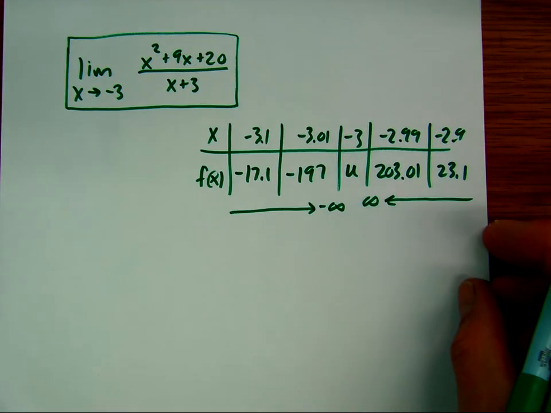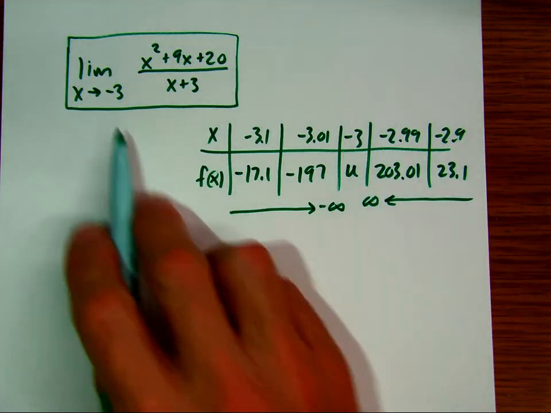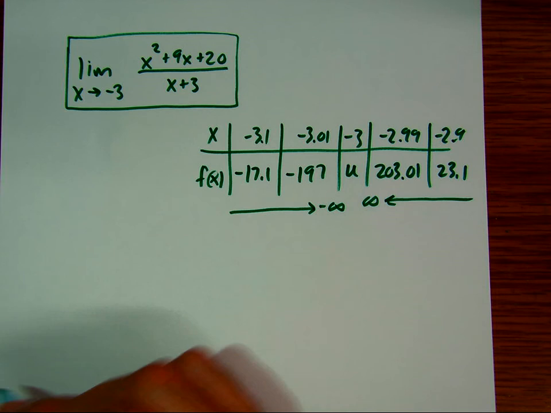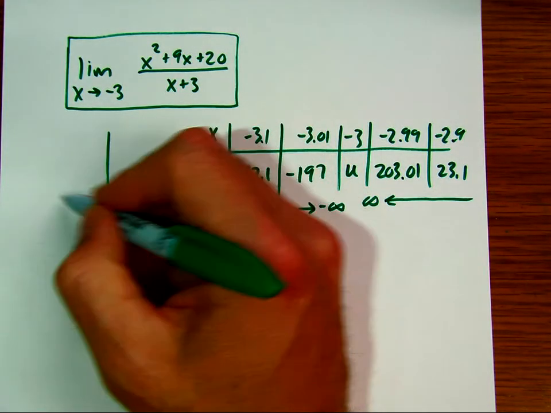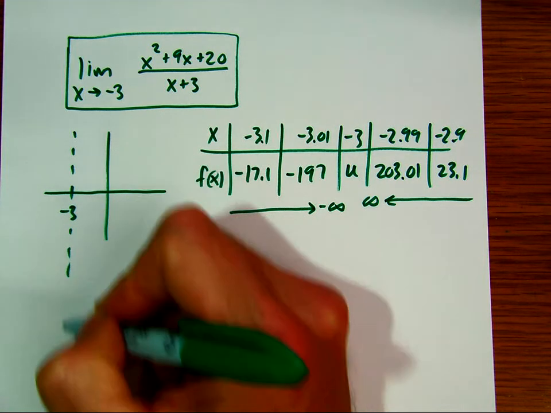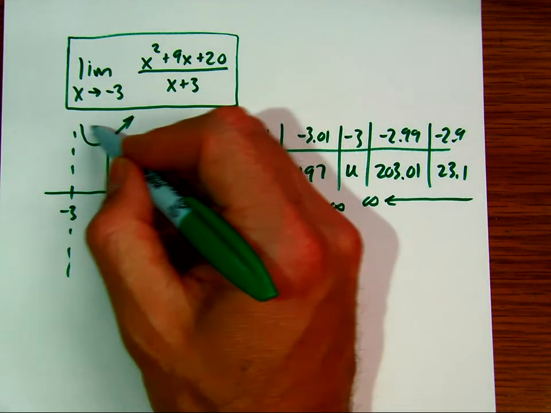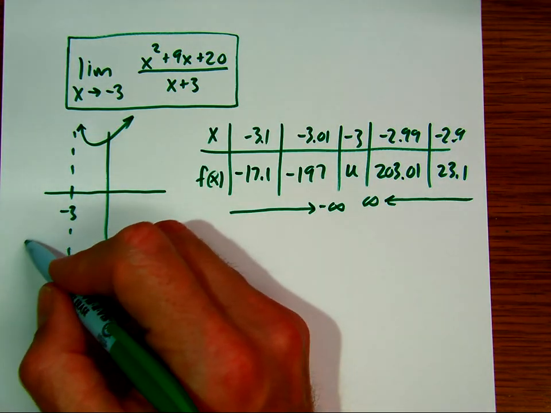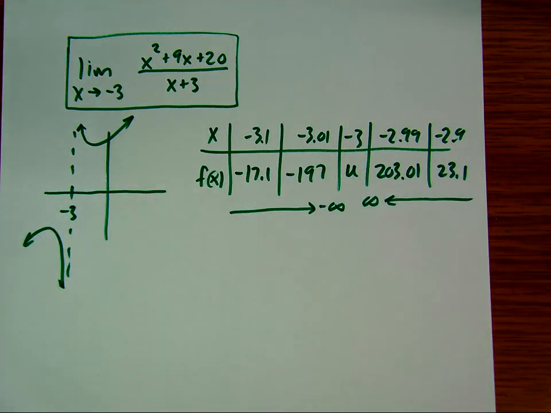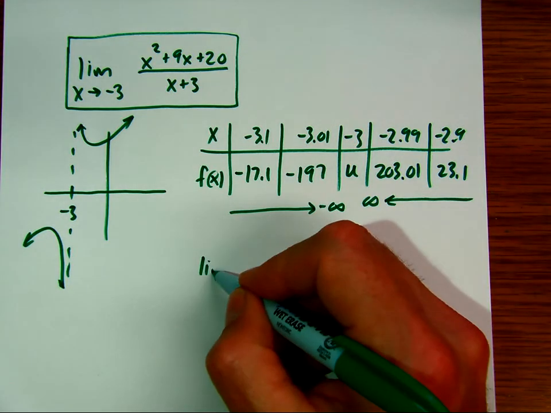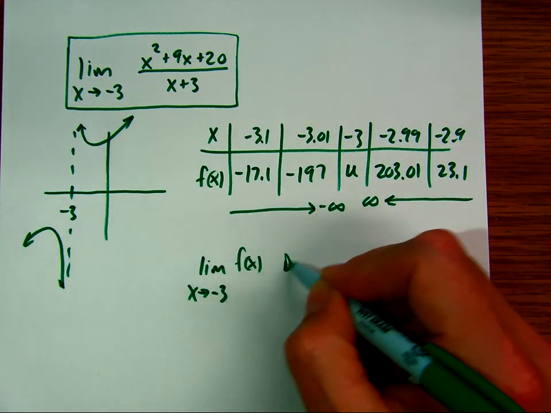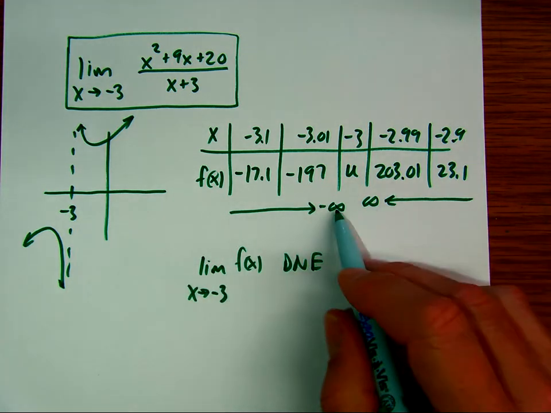So here we see the limit does not exist. This limit does not exist because it has to go to the same place from both sides. And if we looked at a graph, there's the vertical asymptote at -3, and this ends up having a slant asymptote. So it looks something like that. The limit of the function as x goes to -3 does not exist because it goes to two different values.